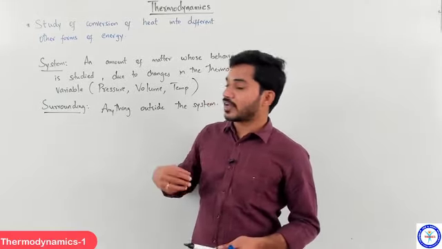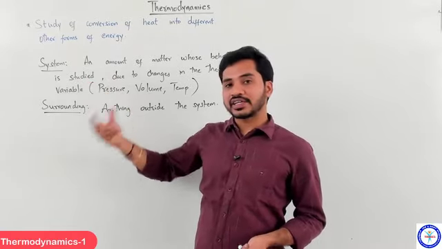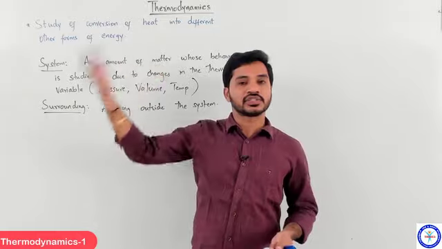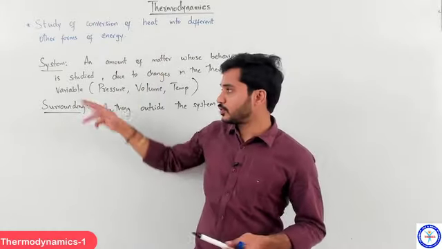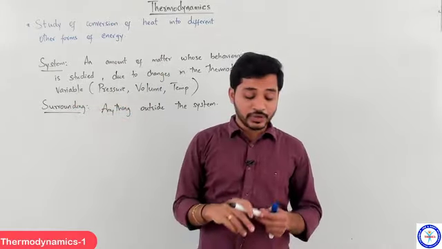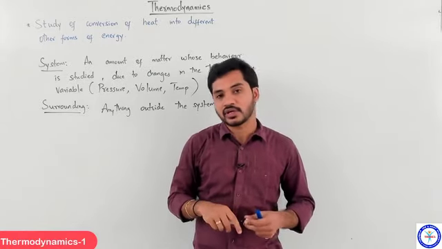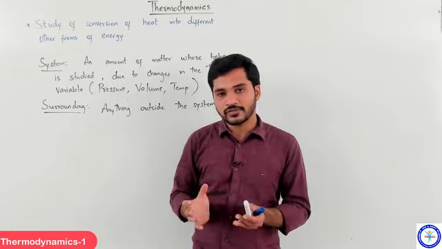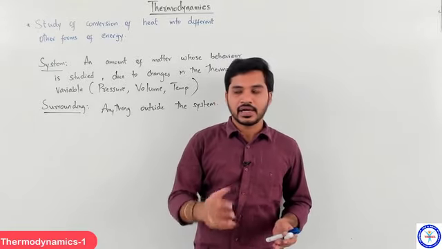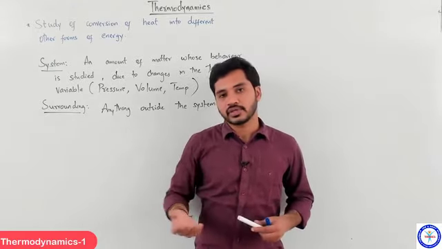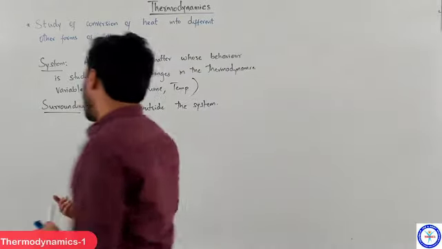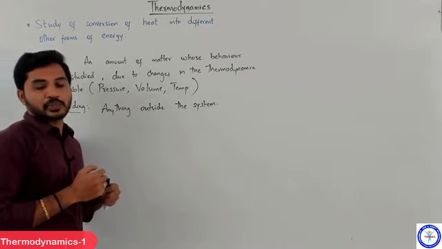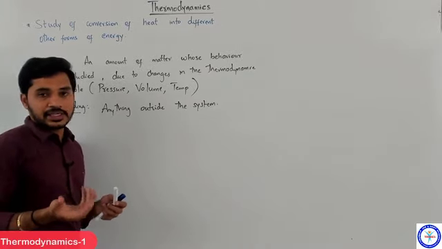Clear? When I give energy to a system, how much of that energy is the system utilizing? How much of that energy is given into the surroundings? Clear? So that's why we need to know what a system means and what a surrounding means. Whatever we are observing the behavior of is what we call the system, and anything which is outside is the surroundings.